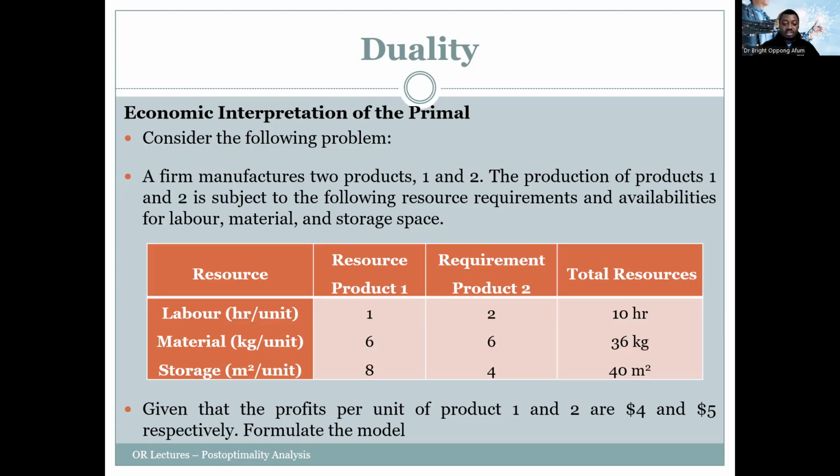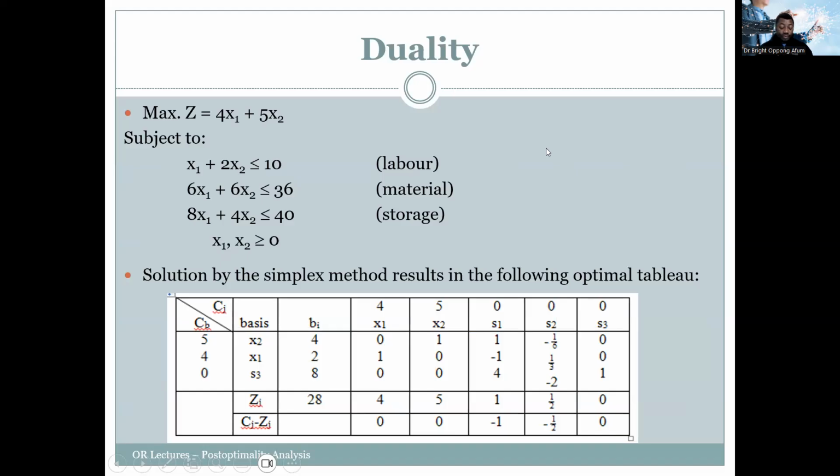We have to formulate this model. This is easy. At this stage, we should be familiar with this, right? So you can see that you want to maximize the function 4x1 plus 5x2, subject to x1 plus 2x2 less than or equal to 10, 6x1 plus 6x2 less than or equal to 36, then 8x1 plus 4x2 less than or equal to 40. And all these satisfy the non-negativity rule, right? So we can solve this with the simplex method. We know all this already, right?